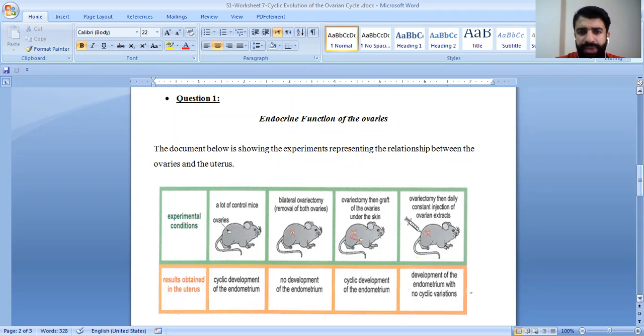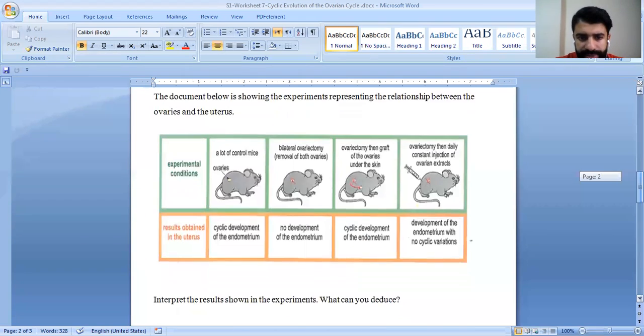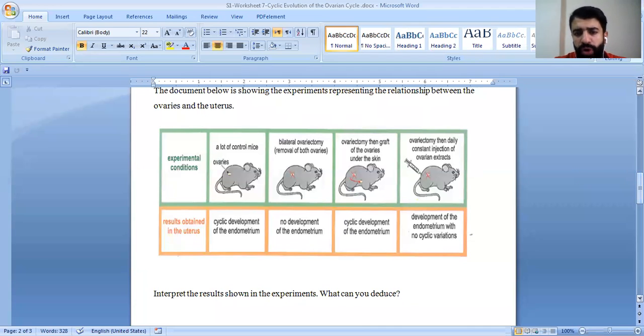The document below is showing the experiments representing the relationship between the ovaries and the uterus. We have 4 experiments, 4 lots. A lot of control mice, where we have the ovaries normally, there is no treatment, nothing happens. The results, cyclic development of the endometrium. In the second experiment, what did they do? They did bilateral ovarectomy. What is the meaning of ovarectomy? Removal of both ovaries, ablation of the ovaries. What happens? No development of the endometrium.